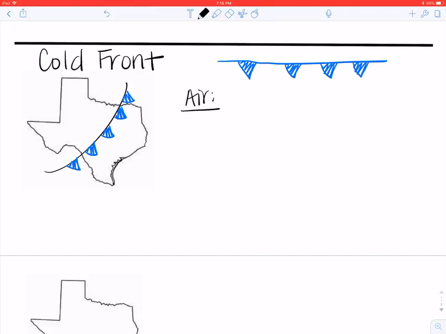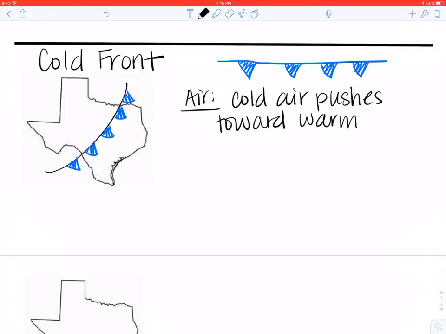In a cold front, cold air is going to be pushing toward warm air. So if I write that on my Texas, I would have cold air and warm air. The cold air is going to be pushing towards the warm air, and the warm air is going to start to rise up. Remember, when that warm air starts to rise up, it carries a lot of moisture, so it's going to start to condense.